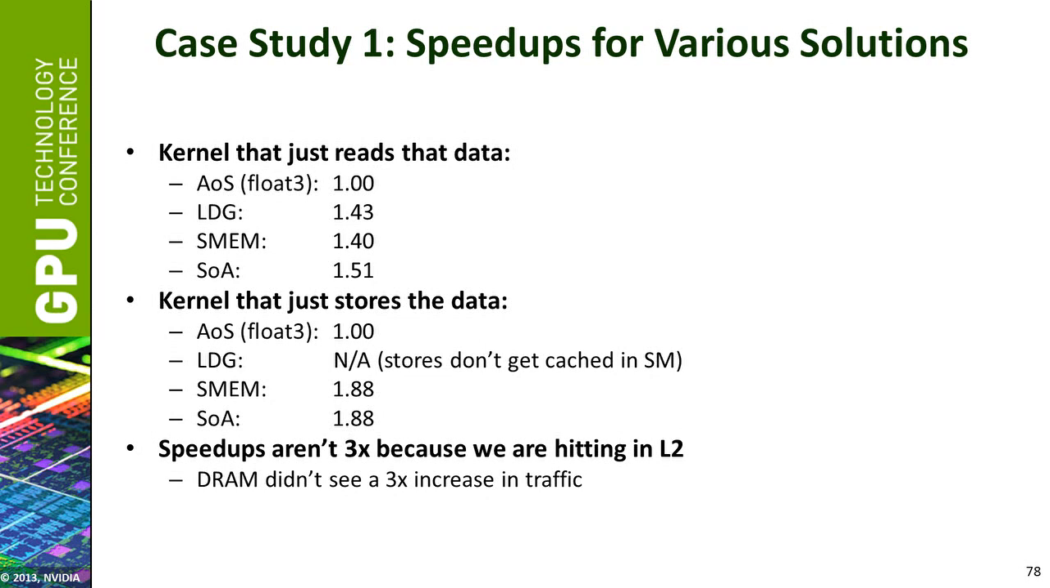And the reason the speedups are not 3x is that we were getting hits in the L2 cache. And L2 cache has roughly twice as much bandwidth as DRAM.